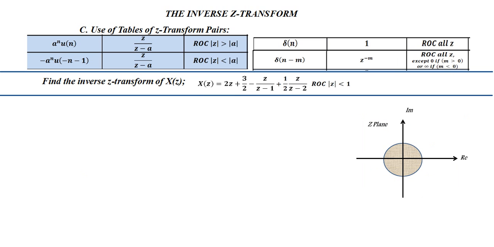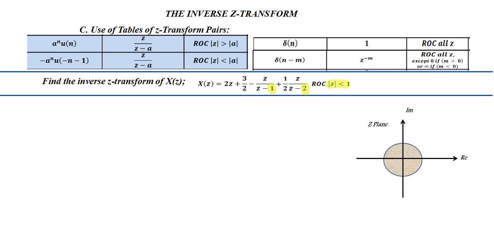Now we'll discuss another question. In this question, there are 4 terms, and we will consider each one. And before writing the equation, we need to verify the ROC. Here the ROC is given modulus of z less than 1, and other poles also we can verify, they are 1 and 2.